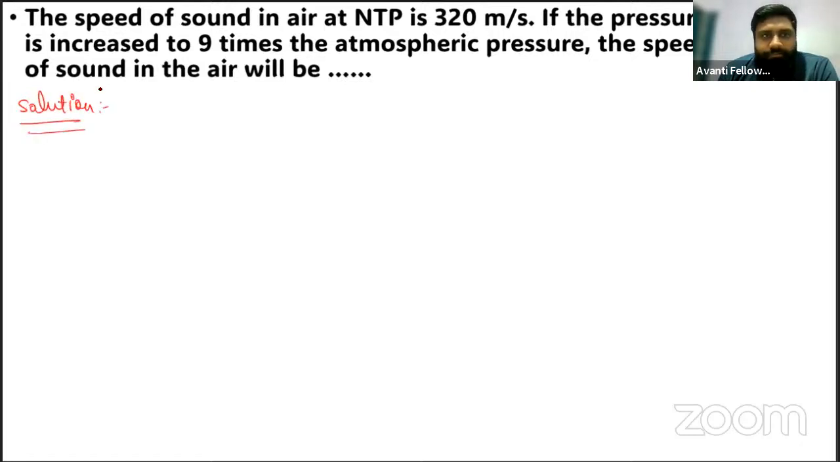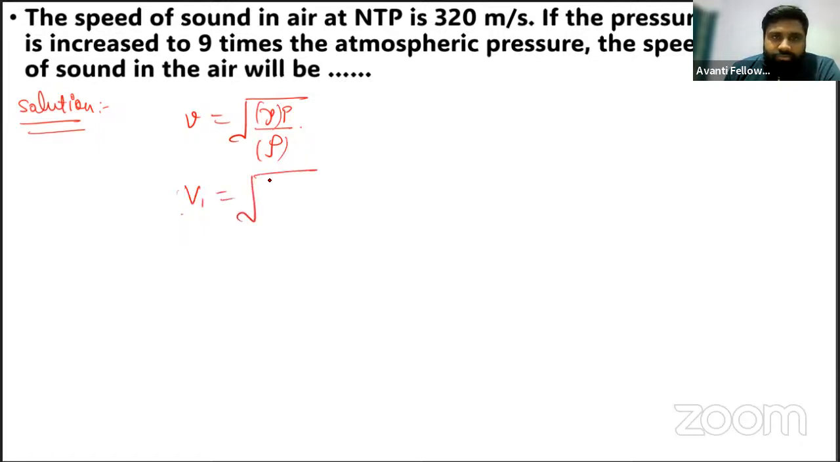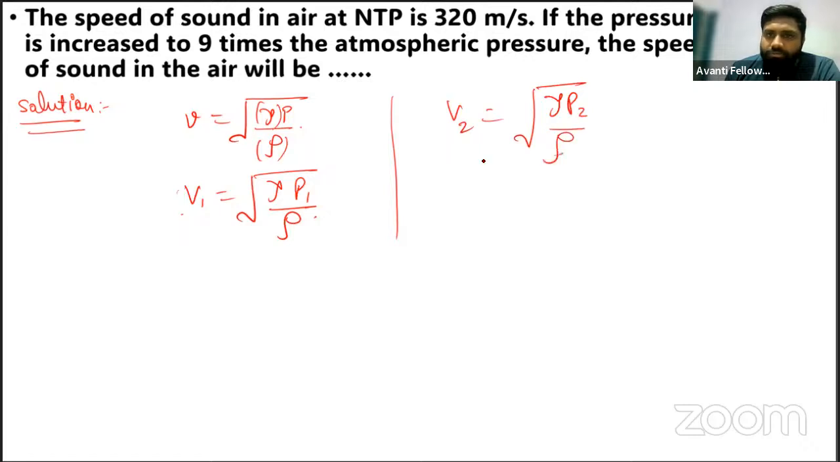Okay. Now we know that the speed of sound in air is given by V equals root of gamma P upon rho. So if the pressure is changing, nothing is said about gamma, nothing is said about the density, so we can take all this as constant. We can say that V1 is equal to root of gamma P1 upon rho. Density is not changing. V2 is equal to root of gamma P2 upon rho.